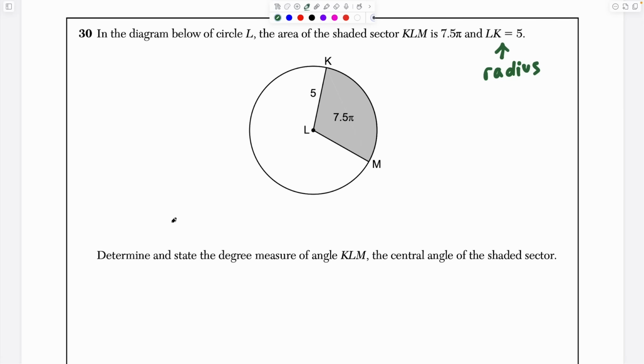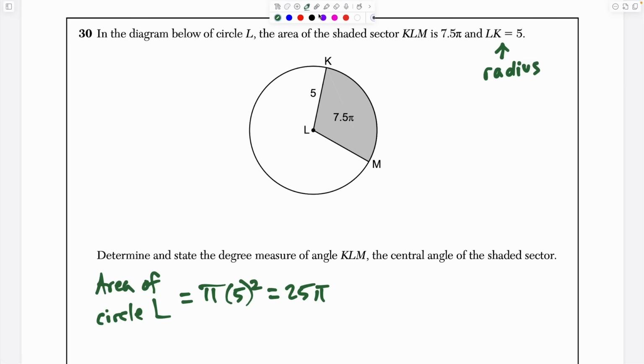So what we could do with this information, we could find the area of circle L, okay? So the area of circle L is equal to pi times the radius squared. So I could say pi times the radius is 5, and we square it, and this gives us 25 pi.